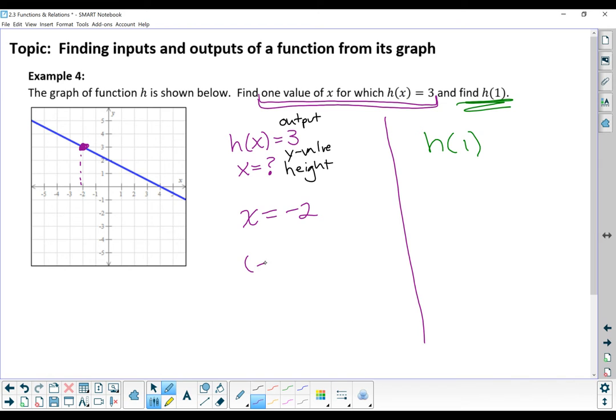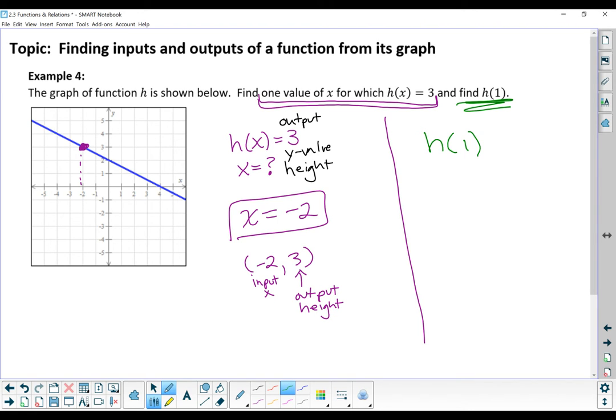So I've got a point (-2, 3) on the graph. This is the output or the height. This is the input. In this case, we were trying to figure out an x value. So our answer is -2.